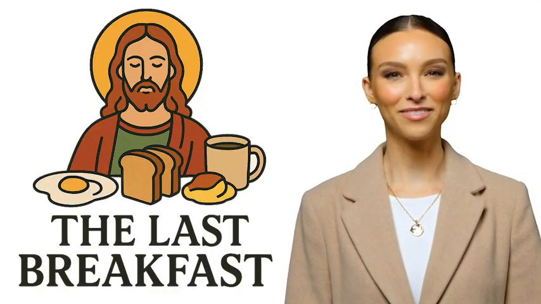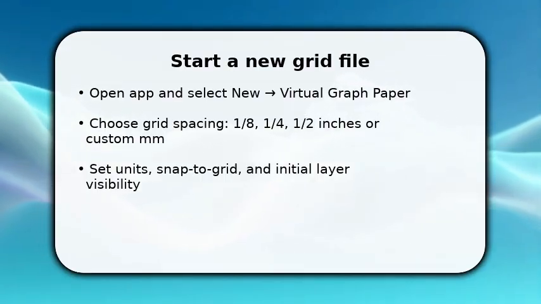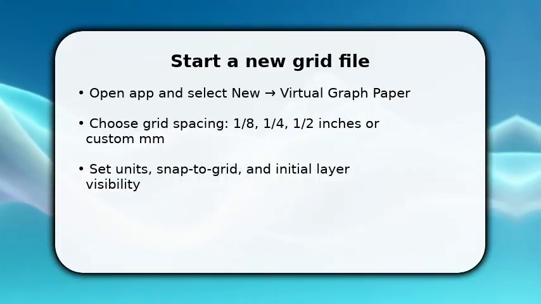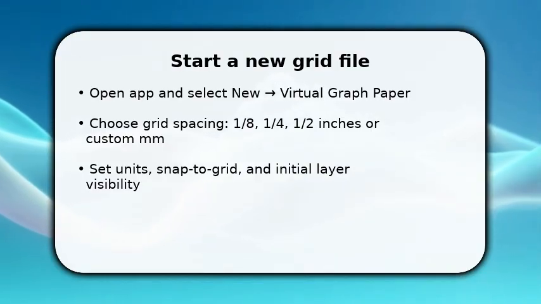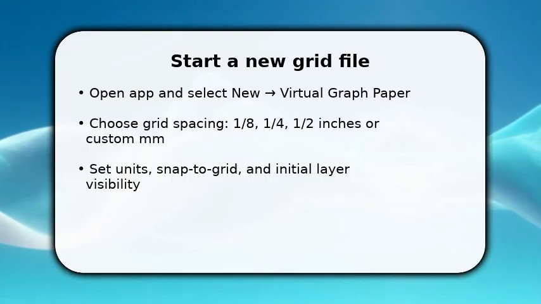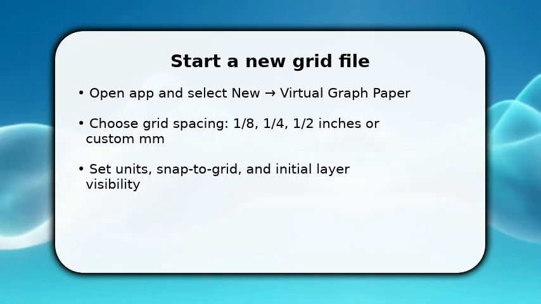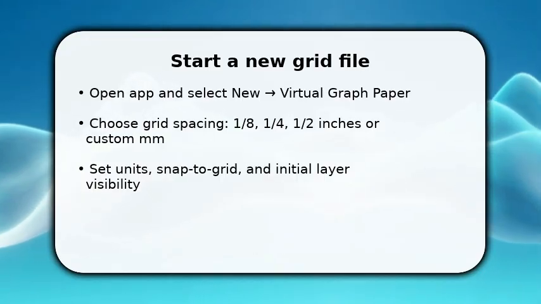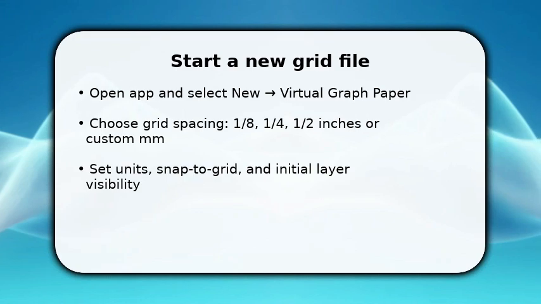Please enjoy the video. You begin by creating a new grid file and defining the essential parameters so your work aligns precisely. First, choose units and a grid spacing that matches the task, such as 1/8 inch for fine detail. This ensures measurements remain consistent. Once done, enable Snap to Grid and Set Layer defaults so elements lock into place. Make sure to hide or show overlays as needed. Doing this early prevents scaling errors later and speeds drawing because your cursor will jump to exact intersections.